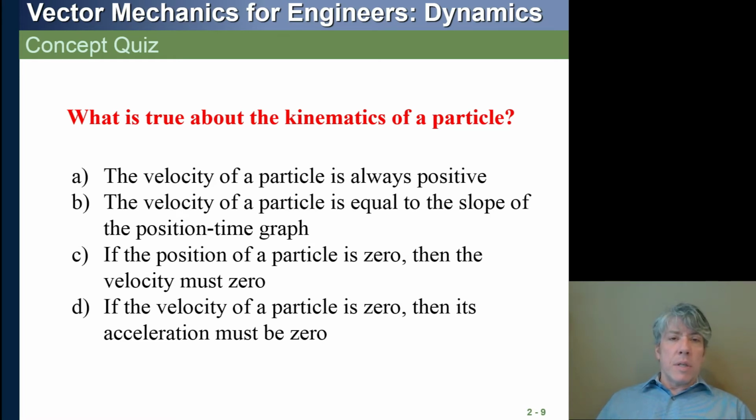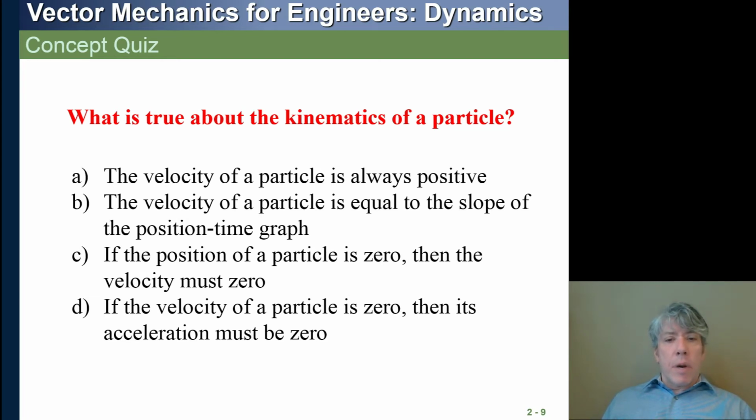Well, no, not necessarily, right? I mean, the particle could be at the origin of the coordinate, but it could already be moving. It could already have some velocity. So particles don't always start off at an origin with 0 velocity. Many times we'll set up problems that way, but that doesn't mean that that's always the case. So C doesn't make sense.